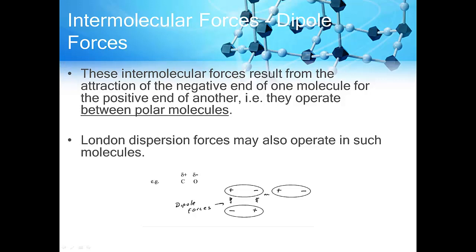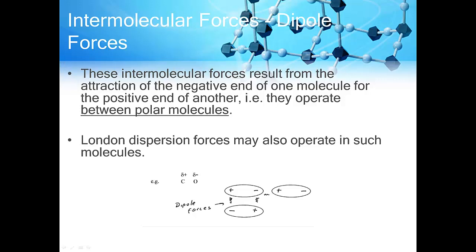When you've got one atom that's got a little bit more of a negative charge than another atom, so for example, in this case, oxygen's got a little bit more of a negative charge than the carbon does, when we've got a chemical bond between carbon and oxygen, you're going to have a partial negative charge on one side and a partial positive charge on the other side.